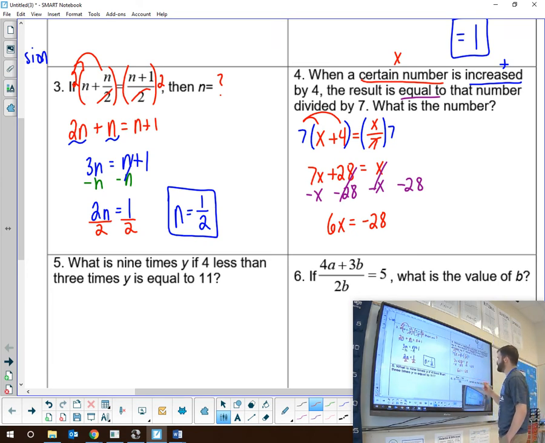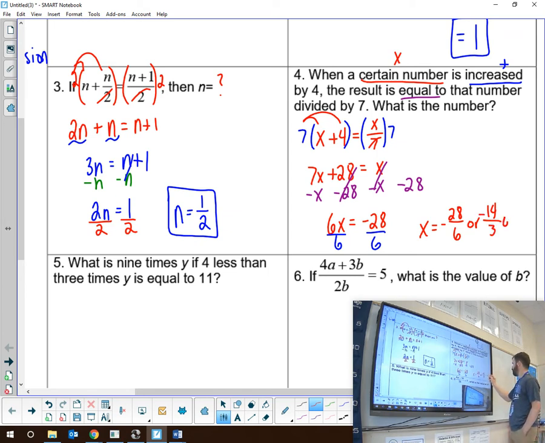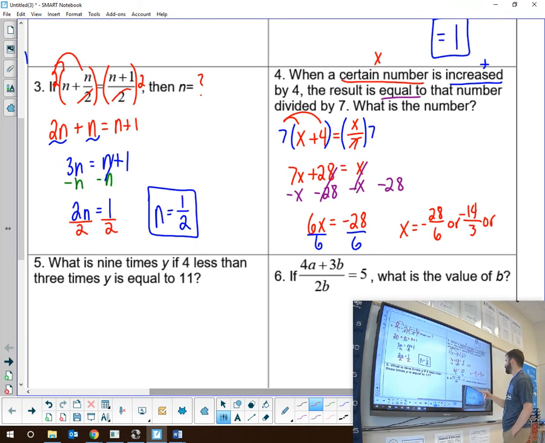So all I need to do is divide. So we're going to divide this side by 6, divide this side by 6. So my answer is going to be x equals negative 28 over 6. We can simplify this. 2 goes into both of these, so we could say this is negative 14 over 3, or if we simplify it even further, it could be negative 4 and 2/3.